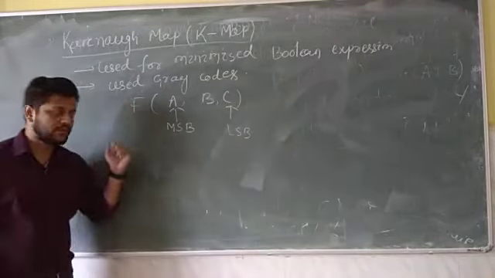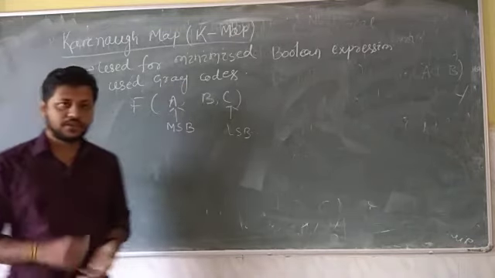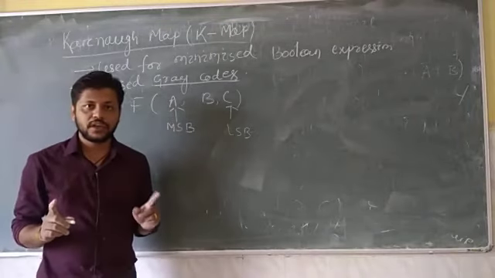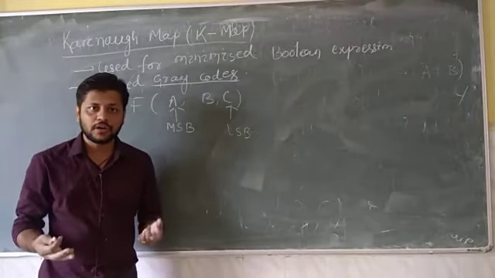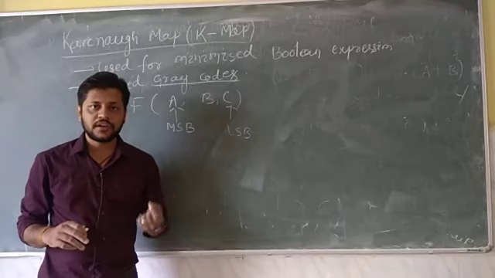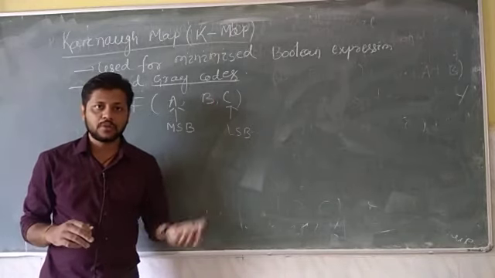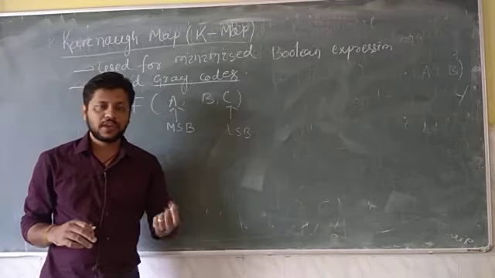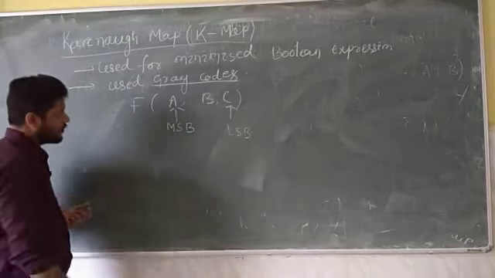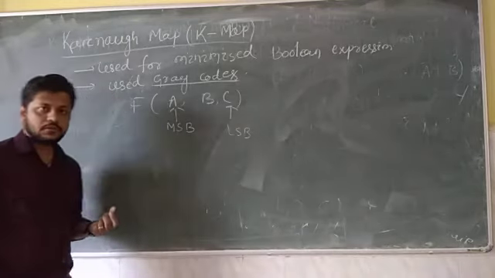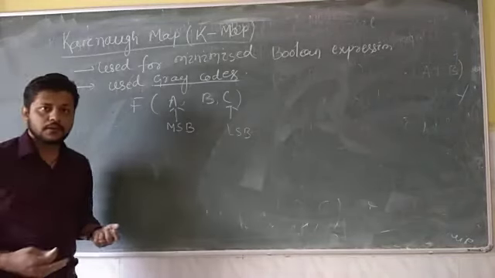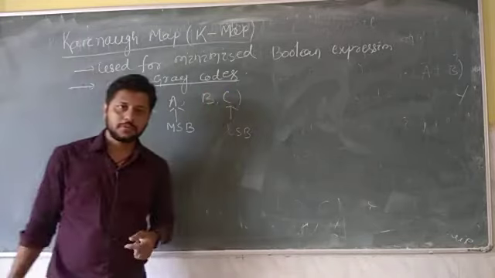K map is used to minimize Boolean expressions, and it also uses gray codes. This is very important. K map uses gray codes. It doesn't use binary codes. I have already explained how to convert binary to gray or gray to binary in the previous lecture. If you haven't studied it, please watch the video which I have already uploaded in your digital electronics subject. So in this lecture I will teach you how to construct a K map and how to use that K map for reduction of Boolean algebra, for the minimized expression of Boolean algebra.